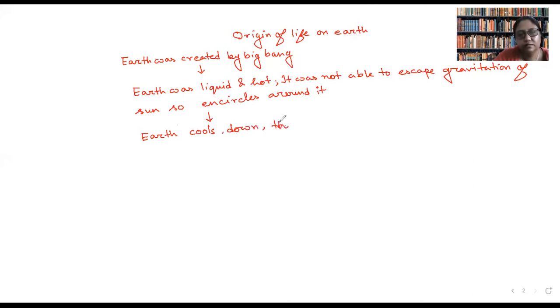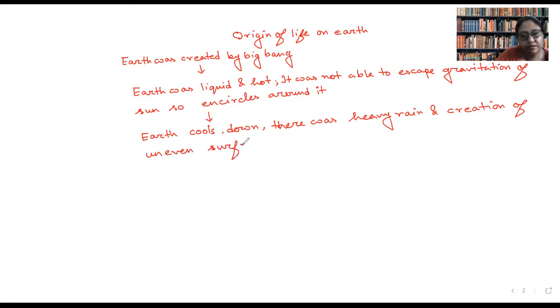There was heavy rain and creation of uneven surface of earth. जब वो ठंडा हो रहा था तब कोई कोई सरफेस ऊंचा था, that turned into mountain. Some parts were flat, some parts were deeply seated. We call them trench.